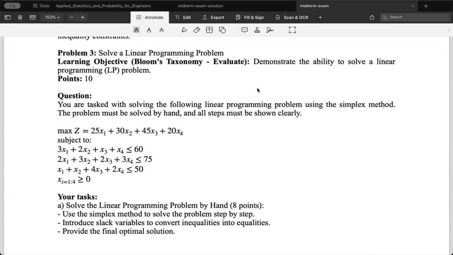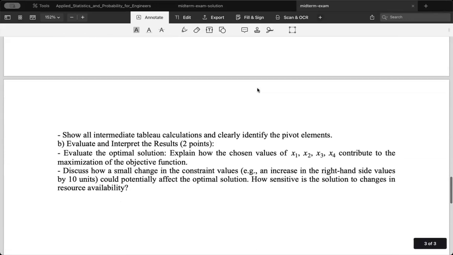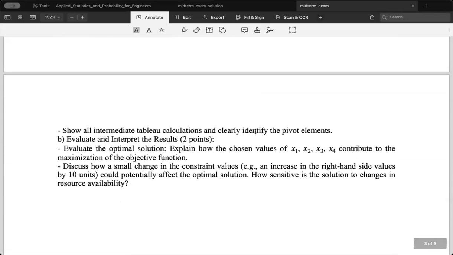We have 4 variables. Okay. And we have 3 constraints. Okay, and luckily all constraints can be handled by just phase 2. Okay. Your task: solve the linear programming by hand and use the simplex method to solve step by step, and introduce slack variables to convert inequality to equality and provide a final optimal solution. Show your intermediate tableau calculations and clearly identify the pivot elements, and evaluate and interpret the result.